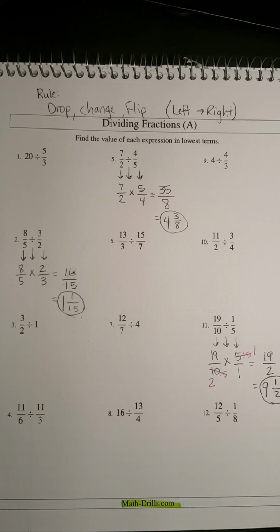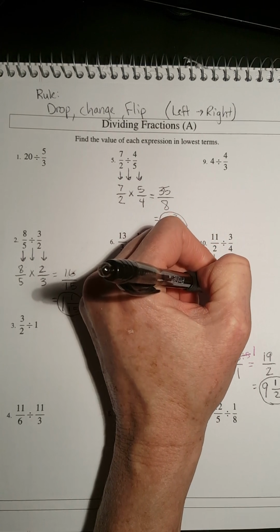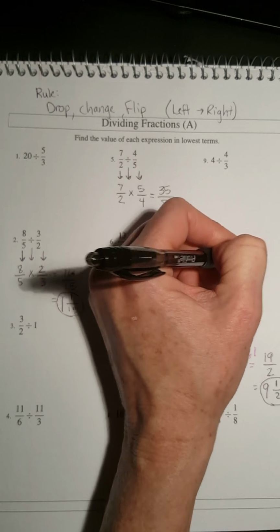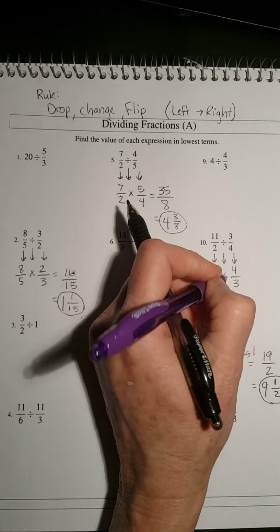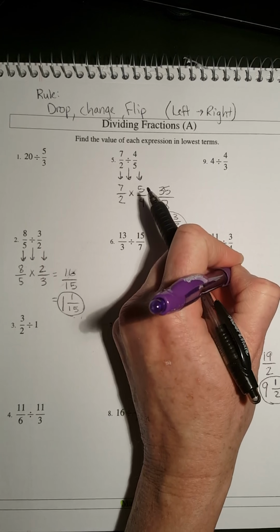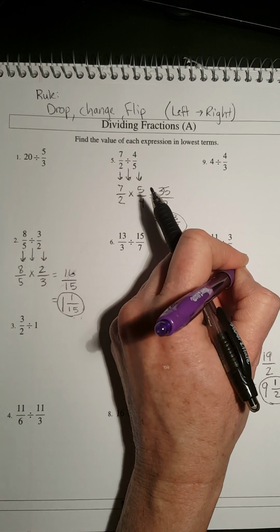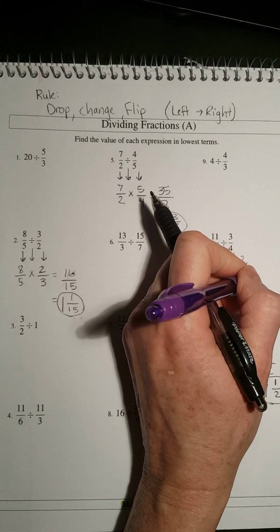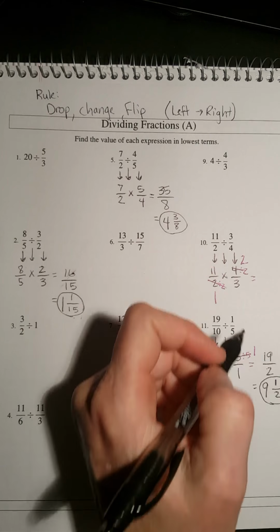Okay, how about if we do the one right above it? Let's drop 11/2. Change, multiply, flip, 4/3. We are going to simplify. Divide by 2 on both of these. 2 divided by 2 is 1. 4 divided by 2 is 2. And 11 and 3 will not simplify. 1 and 2 won't simplify anymore.